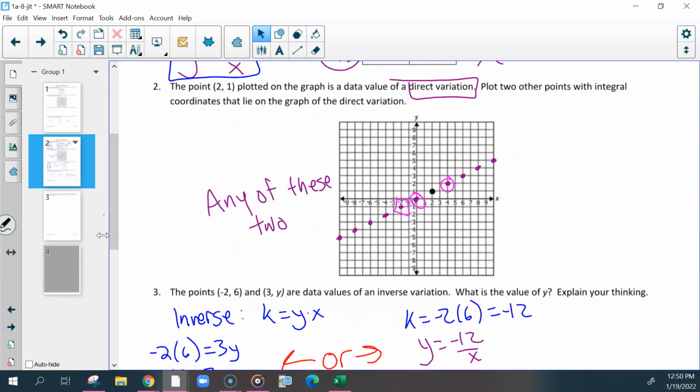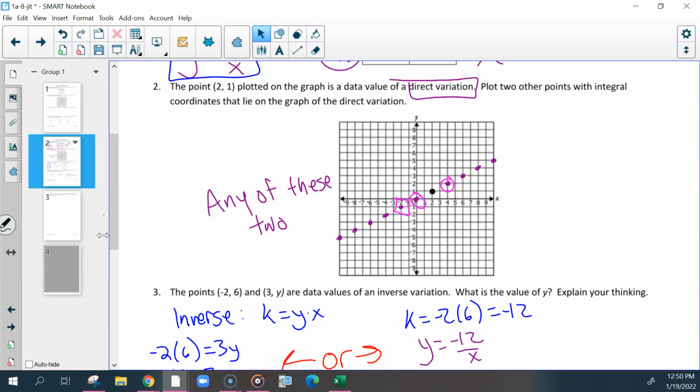For number 2, they give you this point (2, 1) and they tell you it's a direct variation. They want you to plot 2 other points. So you have to remember that direct variations are lines that go through the origin. So you could have used your origin and maybe this point, or maybe the origin and this point. Really, any of these points would work, but you just needed 2 others.